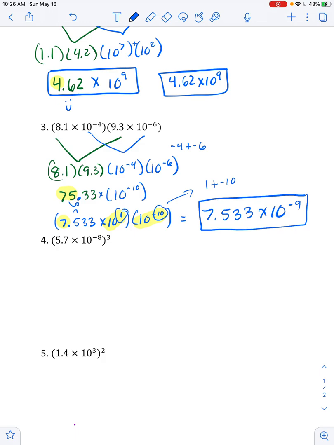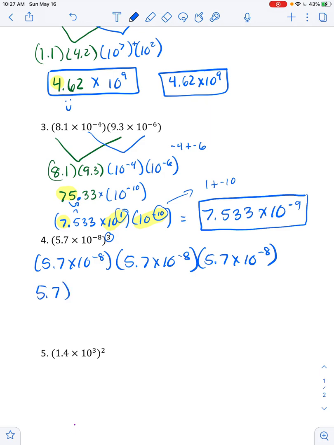So there's a couple ways for you to think about the next one. This is to the power of 3. Keep in mind that power of 3 means you are taking what you have and you are multiplying it by itself 3 times. But again, if I wanted to do this in separate parts, I'm basically looking at 5.7 to the third because it's multiplied by itself 3 times, and 10 to the negative 8 to the third because it is multiplied by itself 3 times.